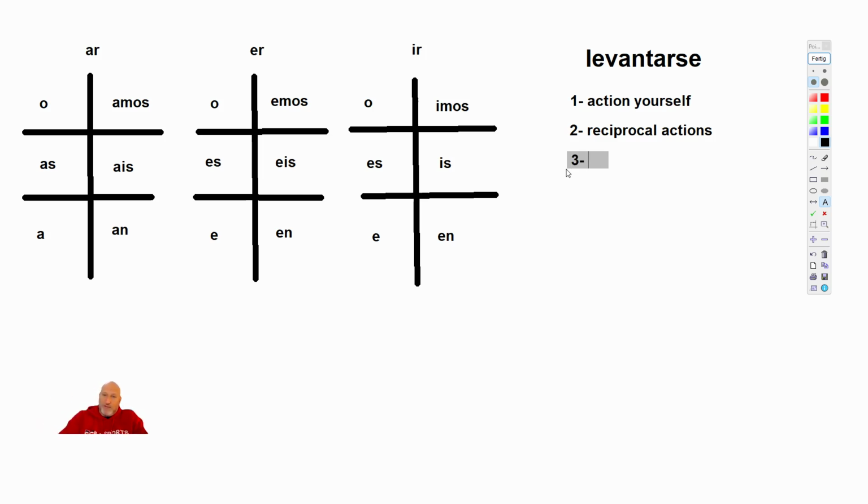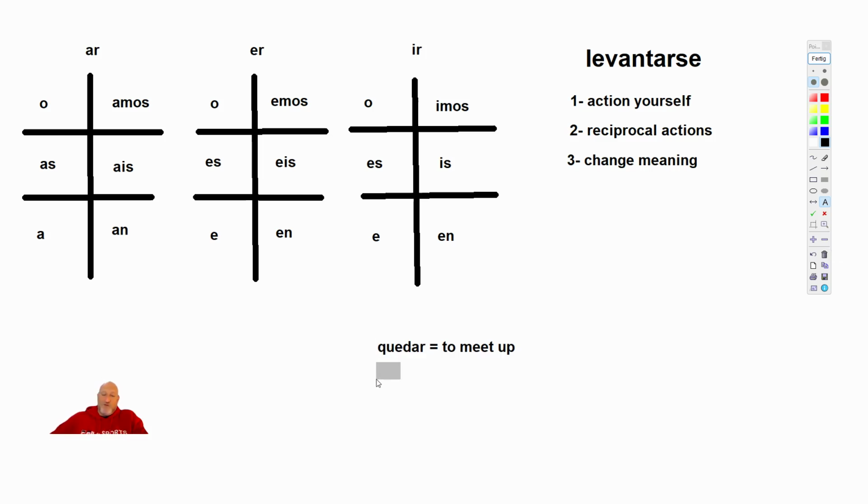Use number 3. We also use reflexive verbs just to change the meaning of an existing verb. That's just the way the language is. We have a verb, and by making it reflexive, it changes its meaning completely. So, for example, we have the verb quedar, that like this means to meet up with someone.